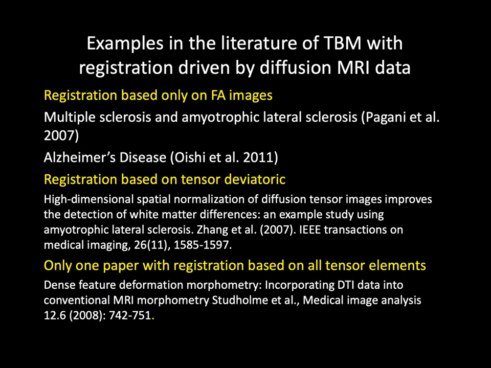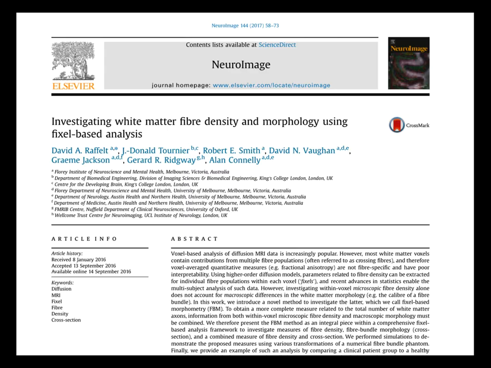There has been some example of tensor-based morphometry done with the diffusion-related matrix, but not really with the whole tensor. So there has been a registration based only on fractional anisotropy images, registration based on the tensor deviatoric. Actually, this was an excellent software. DTITK is called, and there is essentially one paper suggesting registration using the whole tensor, okay?